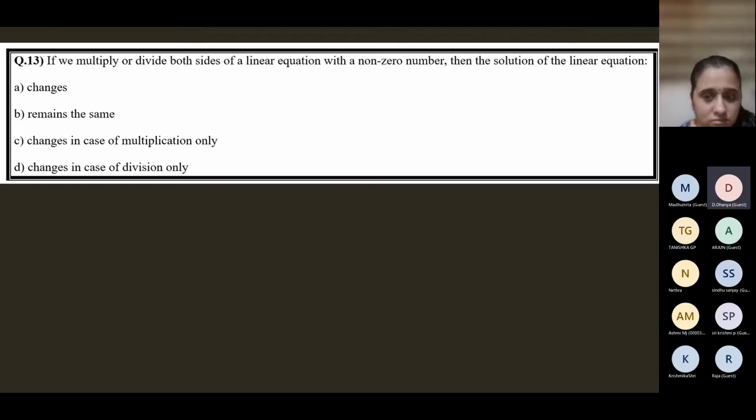Ma'am, it remains the same. It remains the same. So supposing we have this equation x plus y is equal to 4.